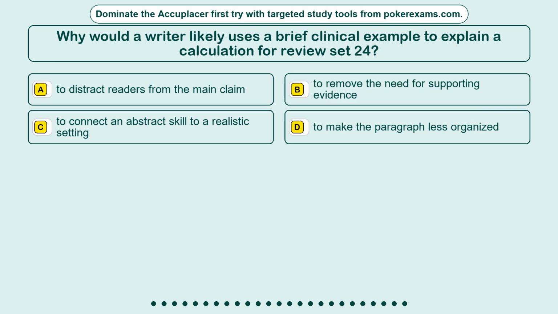Question 16. Why would a writer likely use a brief clinical example to explain a calculation for review set 24? Option A, to distract readers from the main claim. Option B, to remove the need for supporting evidence. Option C, to connect an abstract skill to a realistic setting. Option D, to make the paragraph less organized.